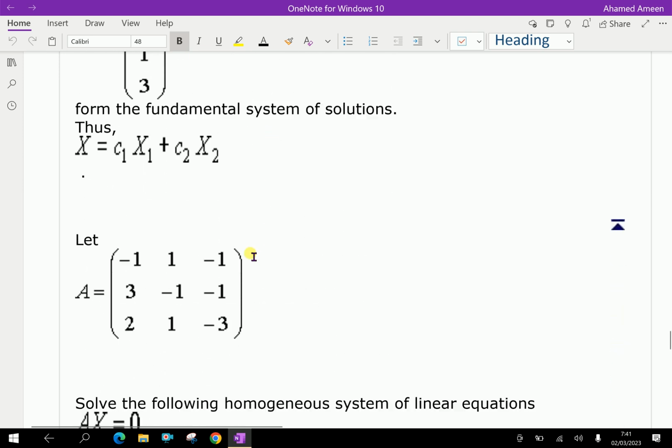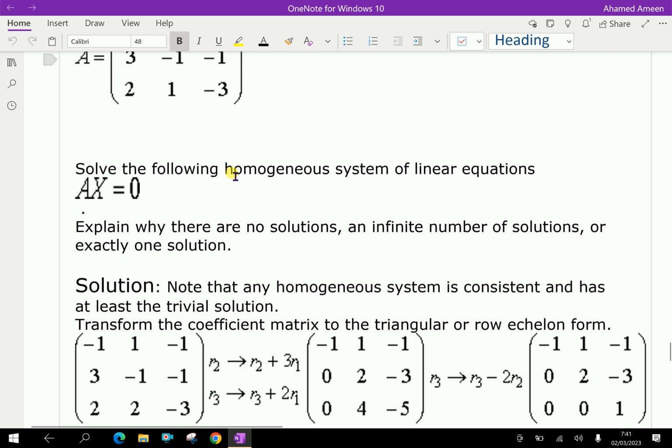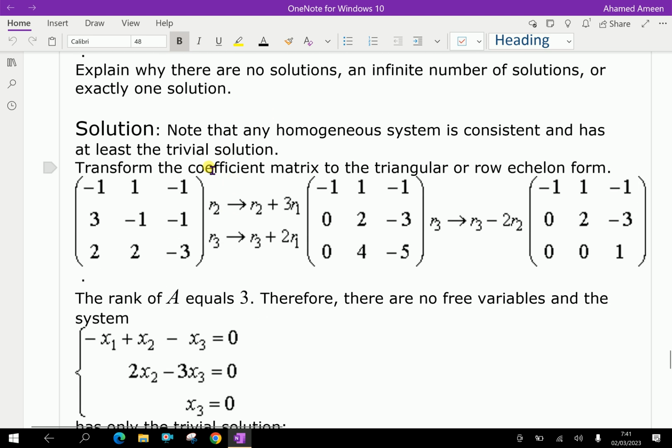One more example. Here a 3 by 3 order matrix is given. Solve the following homogeneous system of linear equations Ax equals 0. Explain whether there are no solutions, infinitely many solutions, or exactly one solution. Note that any homogeneous system is consistent and has at least a trivial solution. Transform the coefficient matrix to triangular or row echelon form.